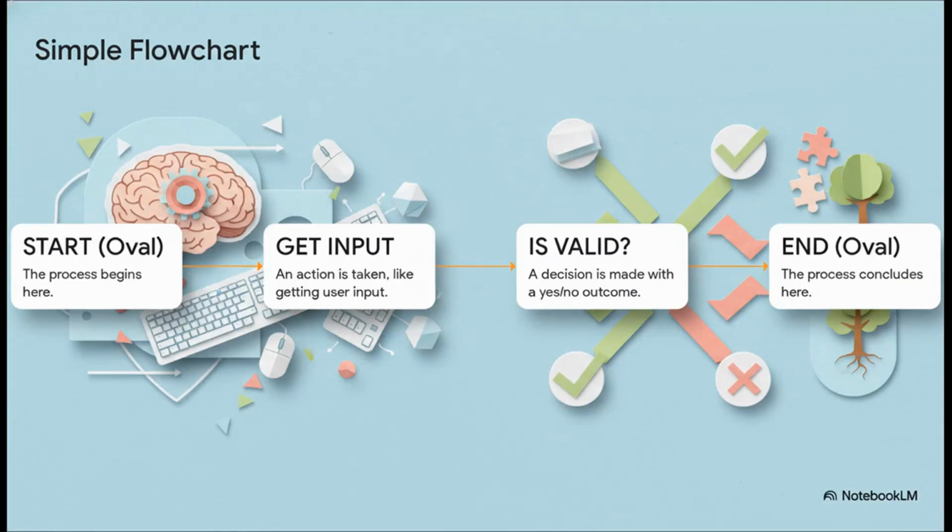We start with an oval, then a process in a rectangle, get user input. And here comes the critical part, the decision diamond. Is the input valid? This is where our path could split. But no matter which way it goes, we eventually get to the end, marked by another oval. See? Super simple, visual, and incredibly clear.